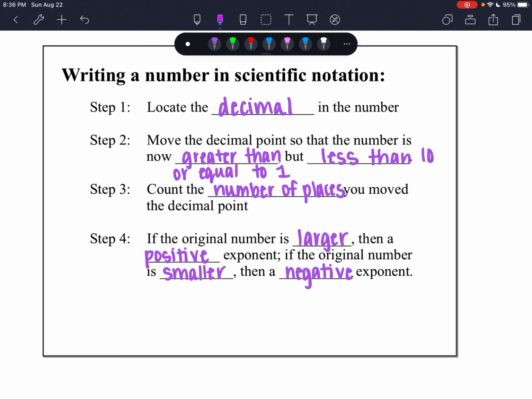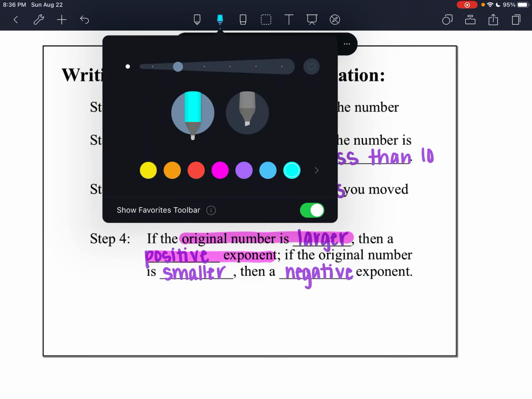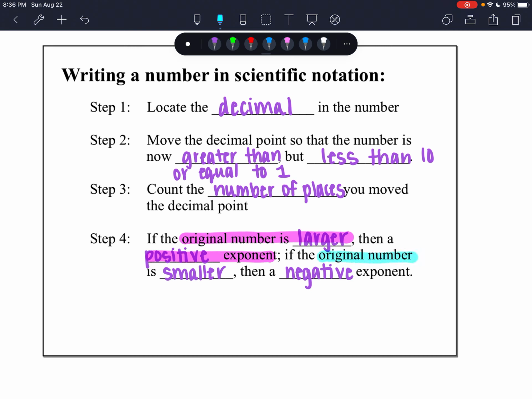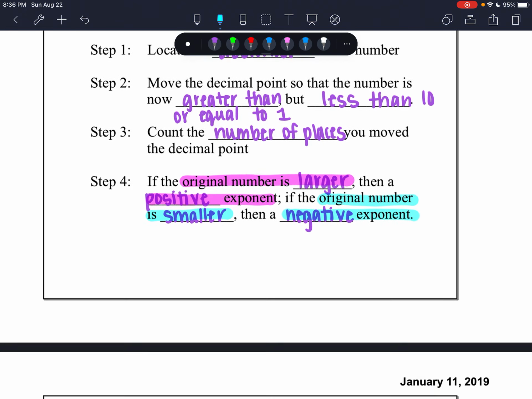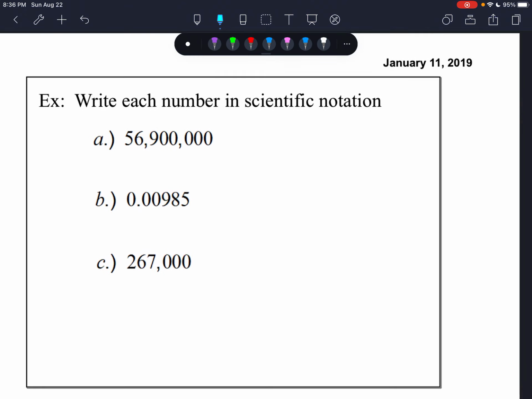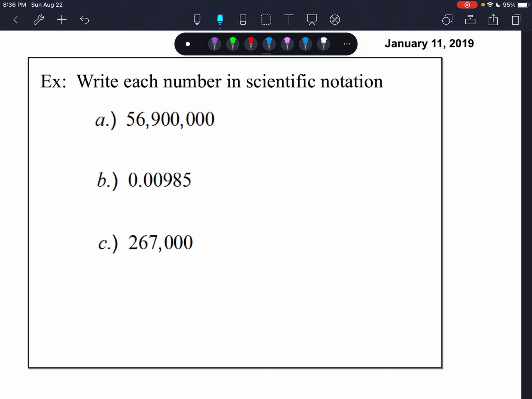So I'm going to highlight and code this information. If my original number is larger, then my exponent is positive. If my original number is smaller, then my exponent is negative. Coding this information in color will help me identify it when I actually apply here. So let's do a couple examples together.